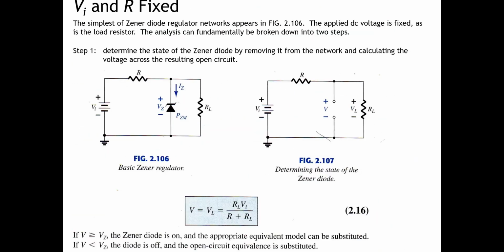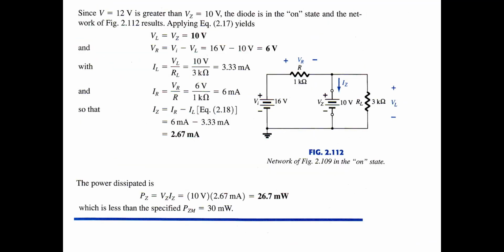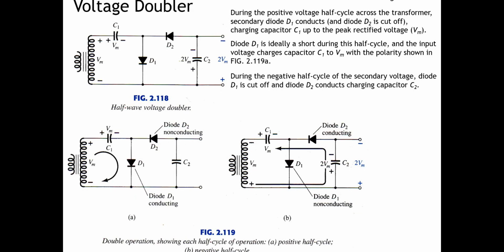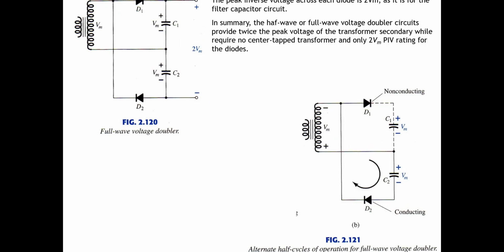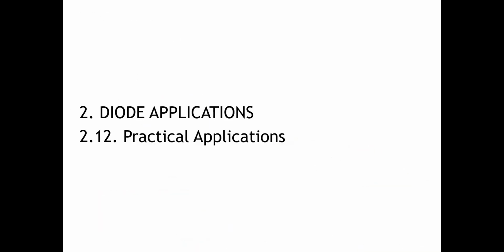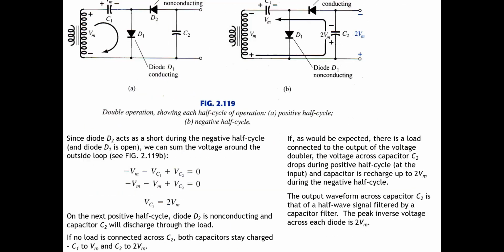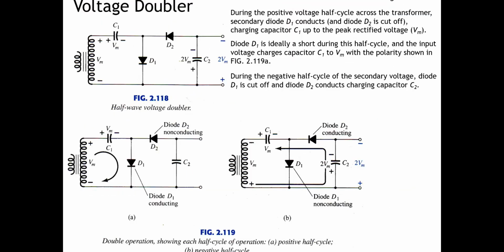Okay, another application is the Zener diode, and the voltage multiplier. We can make a voltage doubler here. A voltage tripler or quadrupler means that if we have a voltage doubler and we have 220 volts here, we can make it double, like 440 volts here. So this is the voltage doubler.